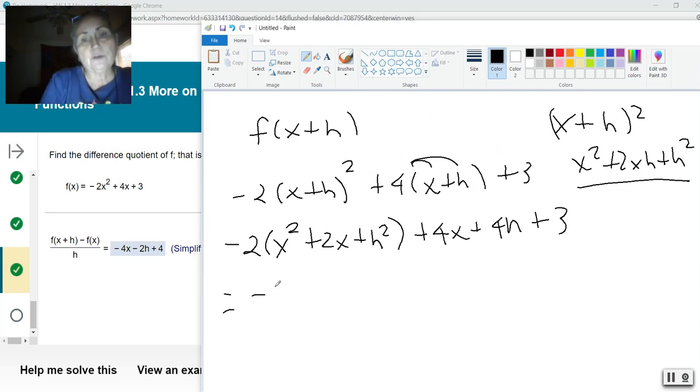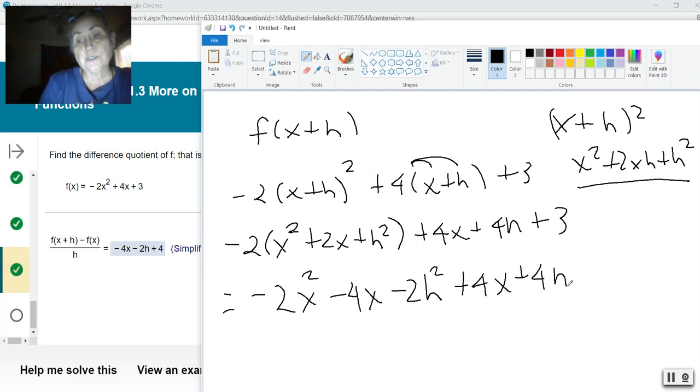All right, negative 2x squared. We're doing it the informal way, but we still have to multiply. Minus 4xh minus 2h squared plus 4x plus 4h plus 3. That's the informal way. We just did the x plus h evaluation. We plug in the x plus h every time we see an x, and we do all the algebra.